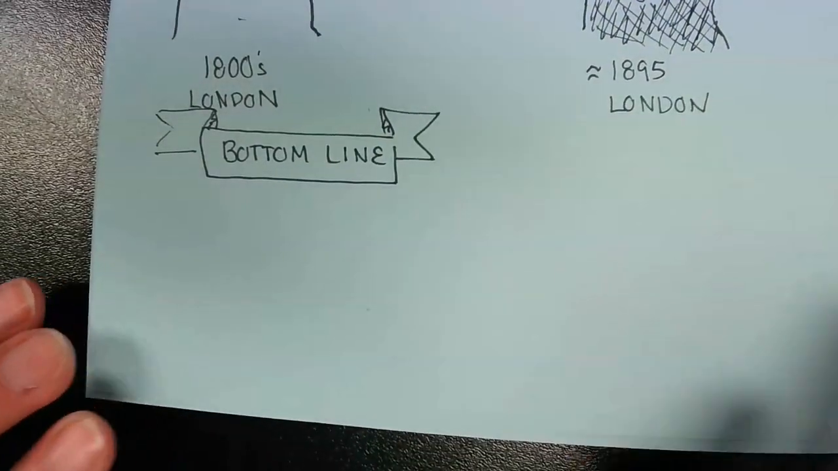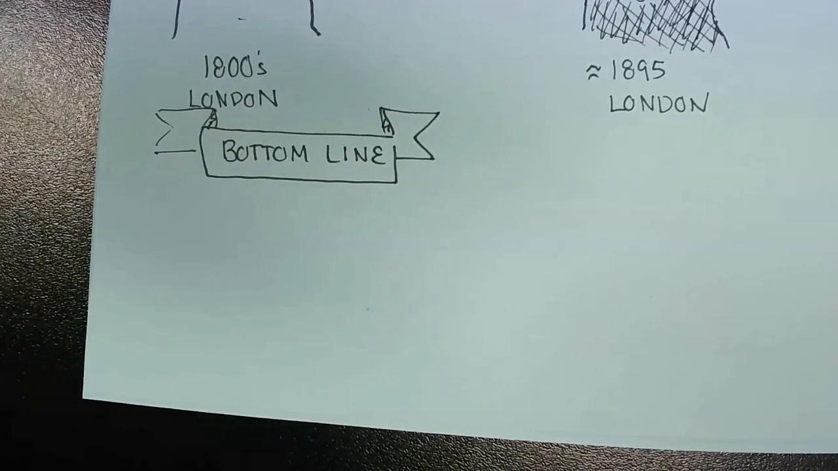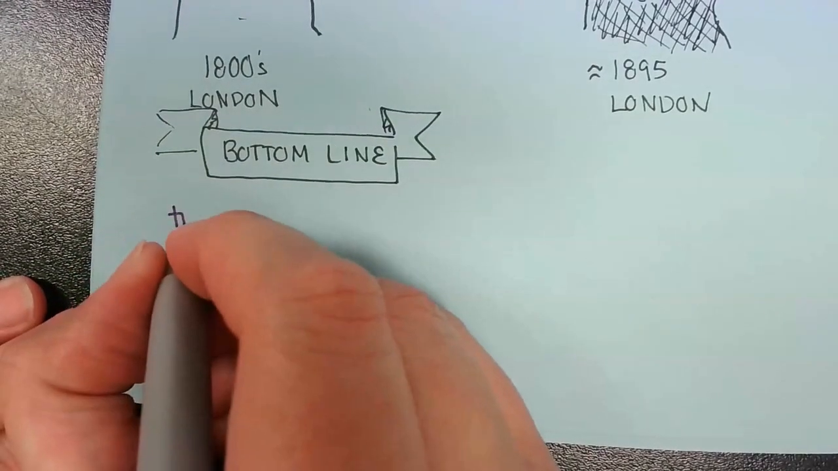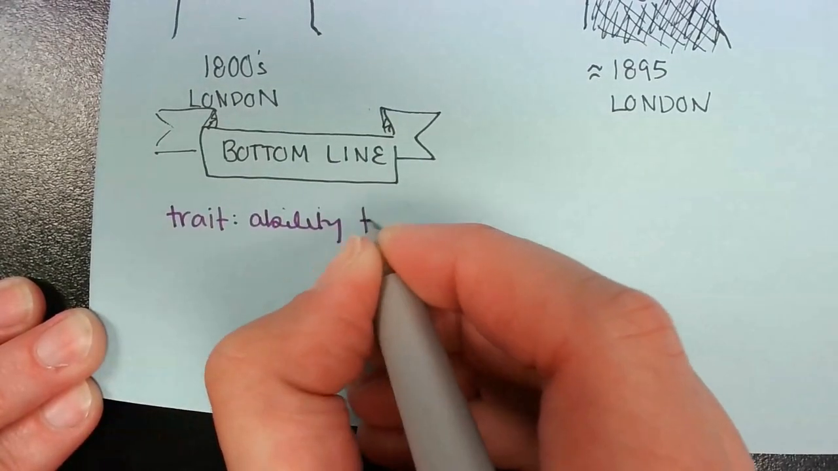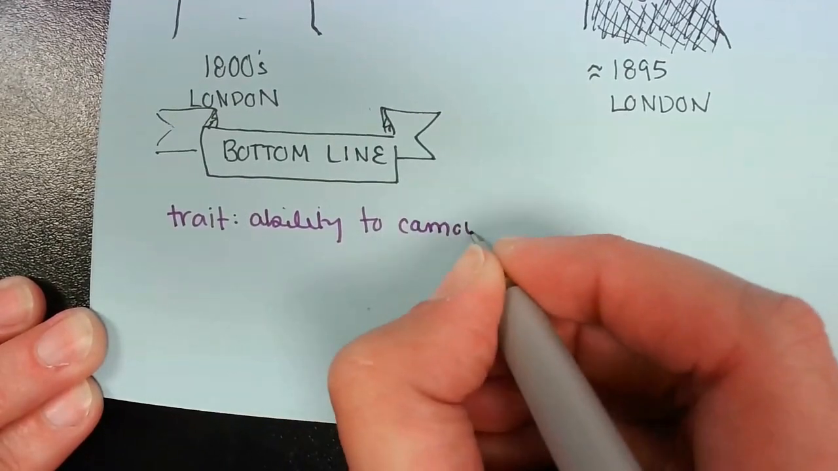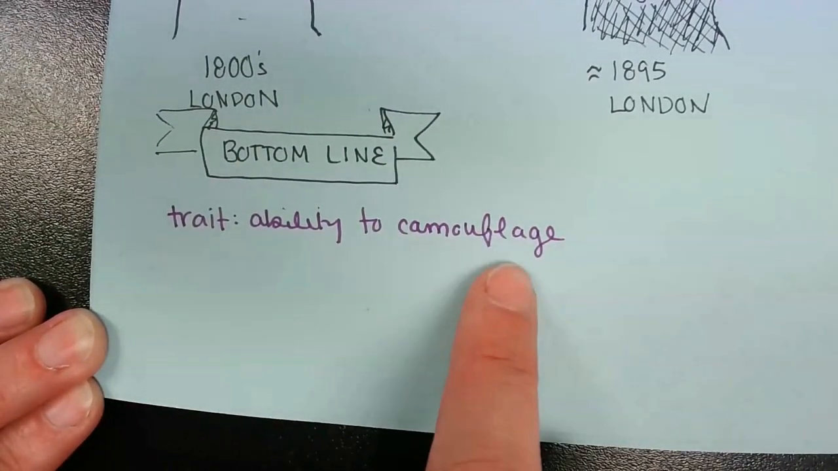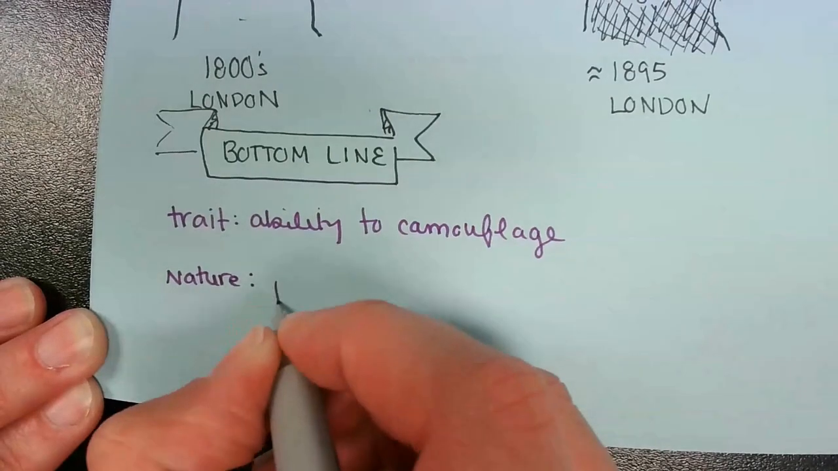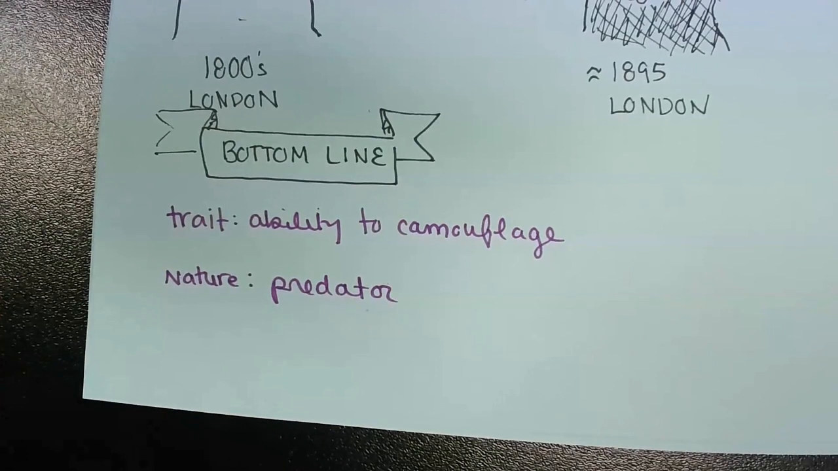So bottom line, this is our little summary, if you will. Remember, natural selection is the process where nature picks what's the best trait to let some species, not all, survive and reproduce. So the trait this time was the ability to camouflage. If you could camouflage, that was the best trait. If you couldn't camouflage, you were dinner. And nature, as we always say with natural selection, picks the trait. In this case, it was the predator. Predator was our nature, if you will, that picked what was the better trait.